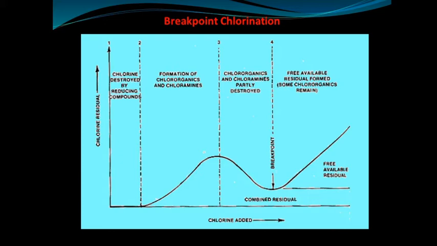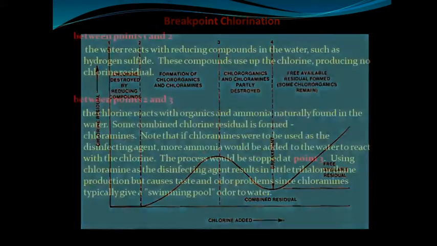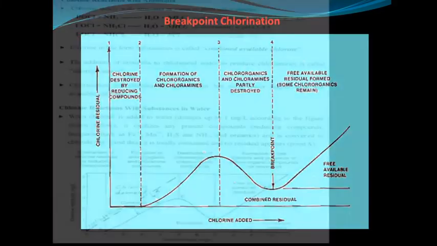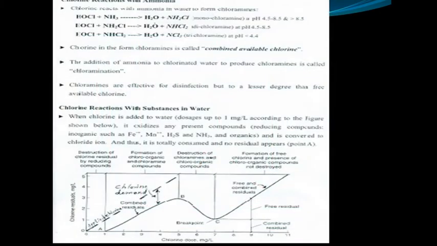Okay, so breakpoint of chlorination. It consists of zone 1, zone 2, zone 3 and zone 4. Zone 1 indicates nothing but the destruction. So you can see that is zone 1, okay.